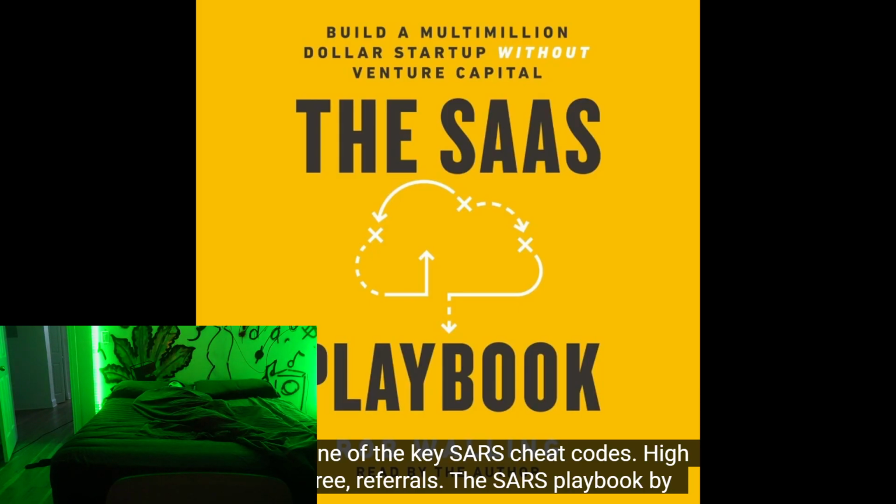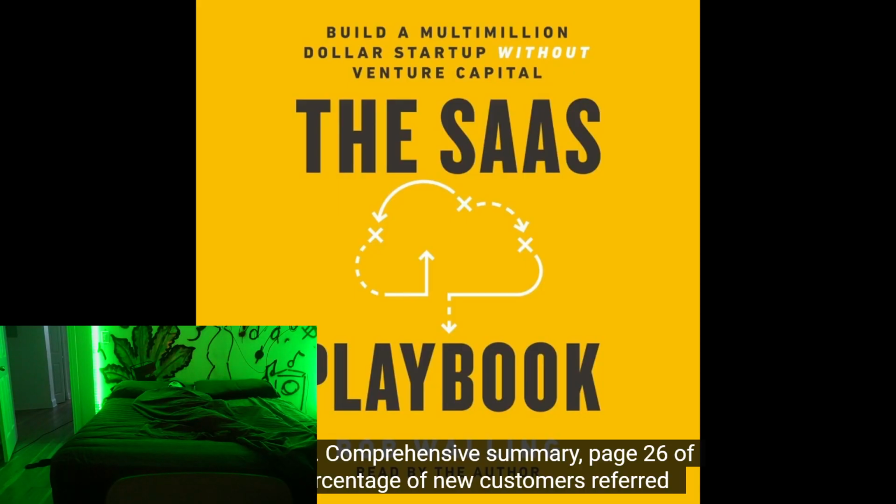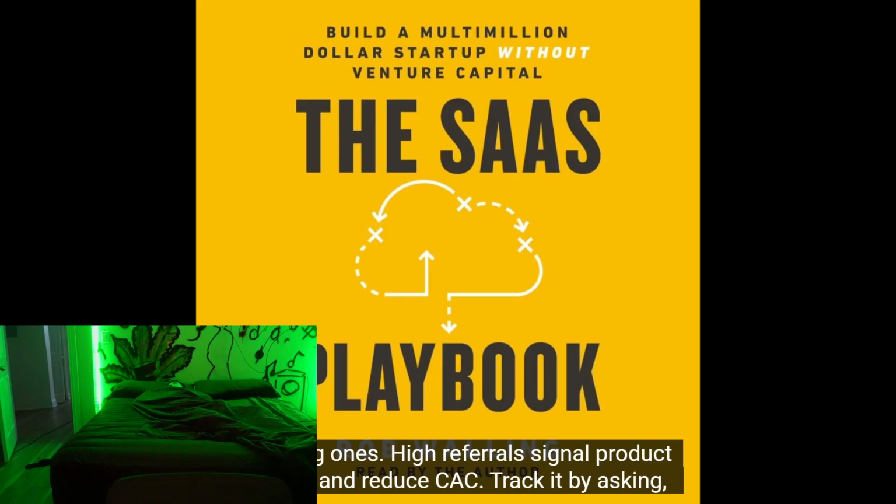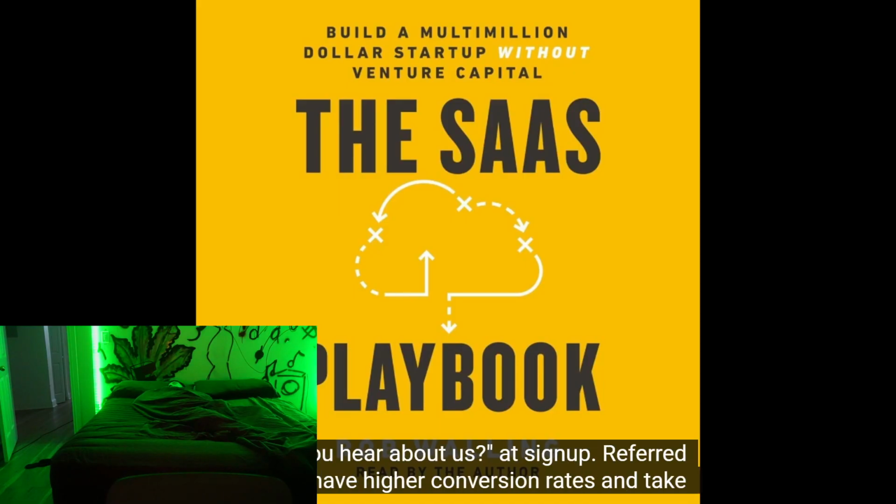High number 3: referrals. The SaaS Playbook by Rob Walling, comprehensive summary, page 26 of 40. The percentage of new customers referred by existing ones. High referrals signal product-market fit and reduce CAC. Track it by asking, how did you hear about us? at sign up.